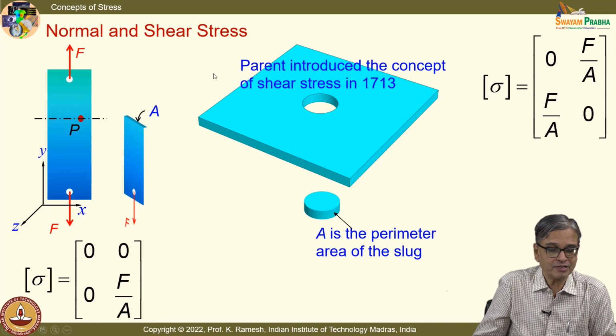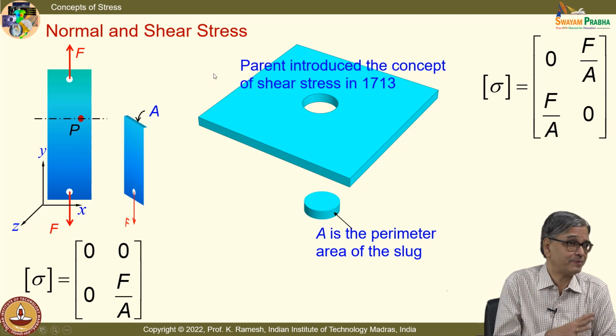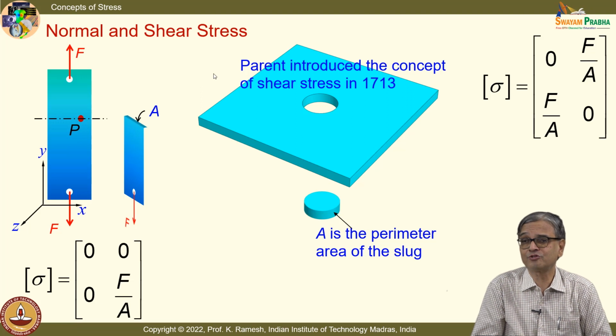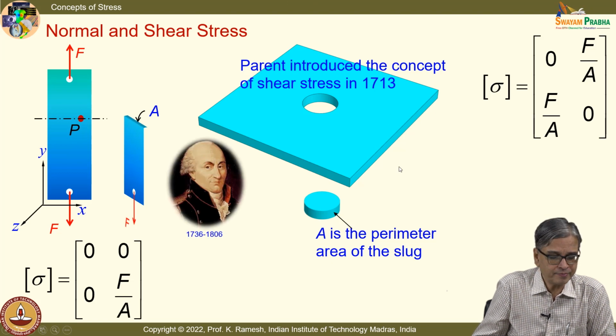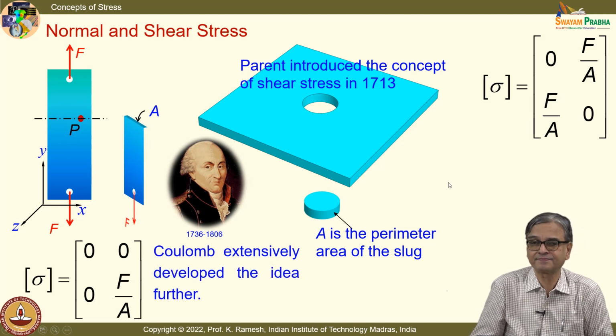See, shear was difficult. People did not have that idea to start with. So, there is a scientist Parent, he introduced it in 1713 and Coulomb developed these ideas extensively further.